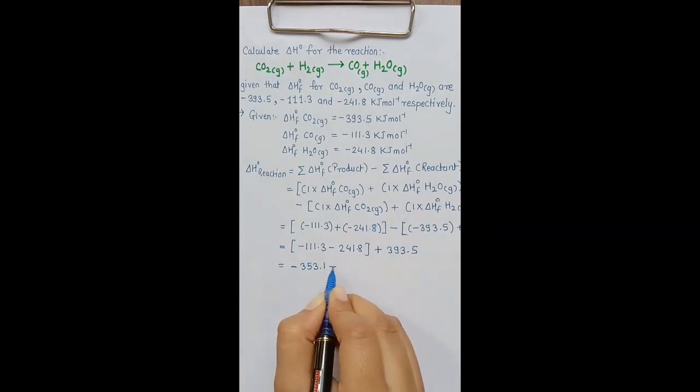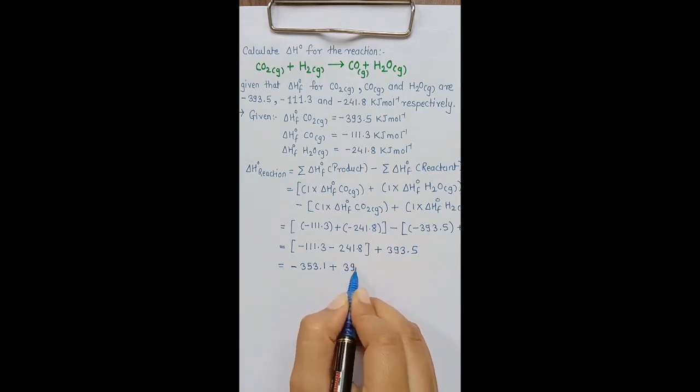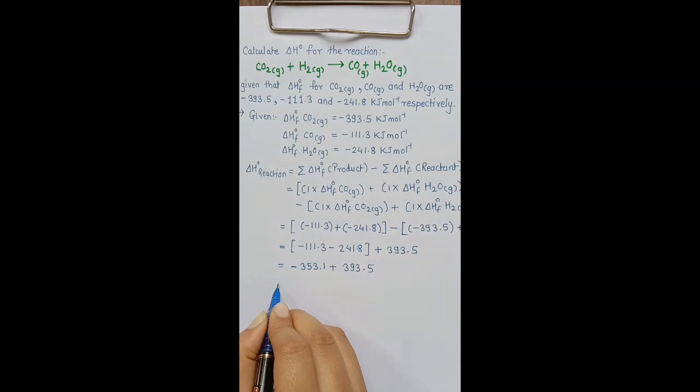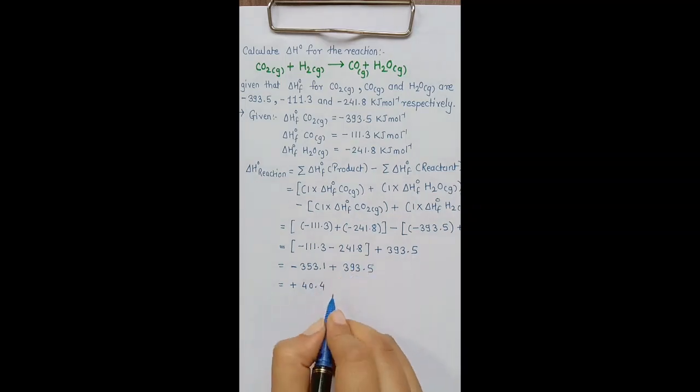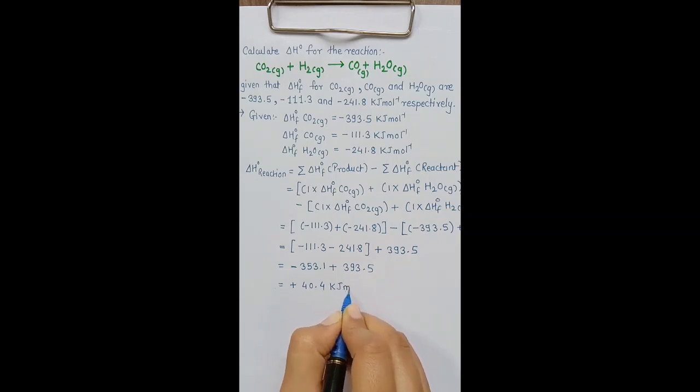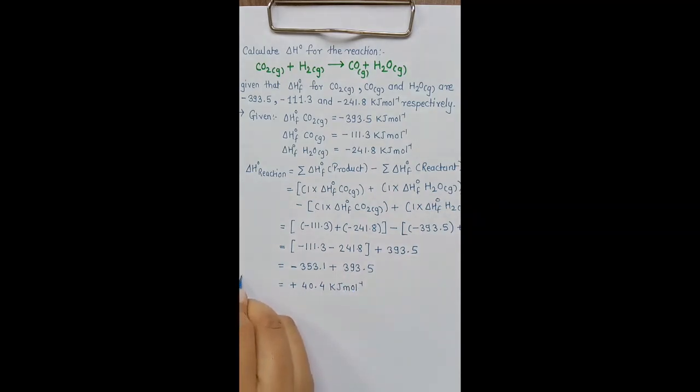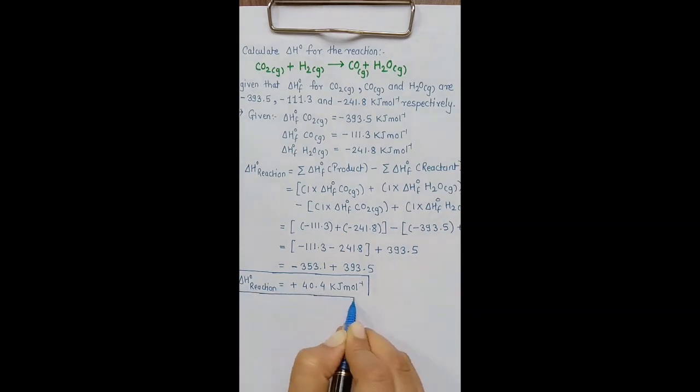353.1 plus 393.5. Plus minus is minus, that is we have to do subtraction, and the sign of the bigger number is plus, and this subtraction is equal to 40.4. The unit will be kilojoule per mole. That means delta H naught for the reaction is equal to plus 40.4 kilojoule per mole.